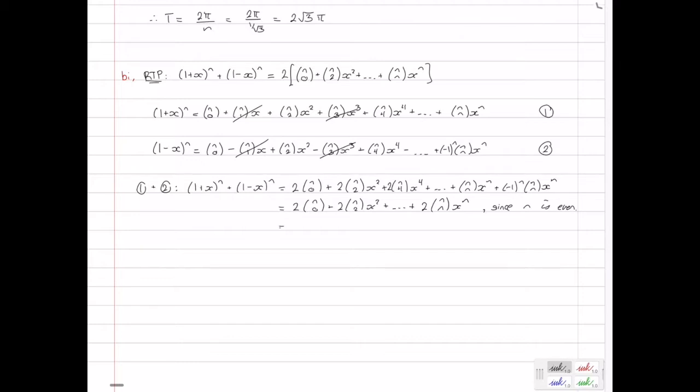Okay, and then I can factor out a 2, and I get exactly what I'm required to prove: n choose 0, n choose 2 x squared, up to n choose n x to the n. And we've proven it, so you can write QED.